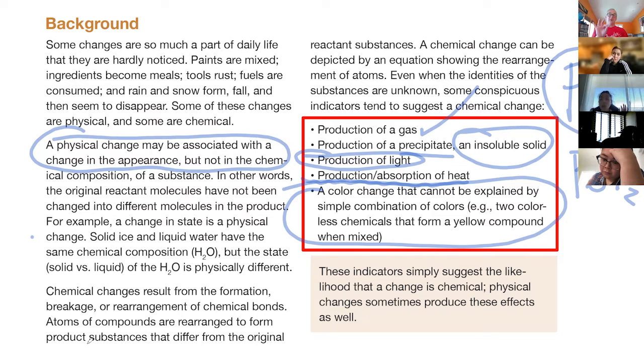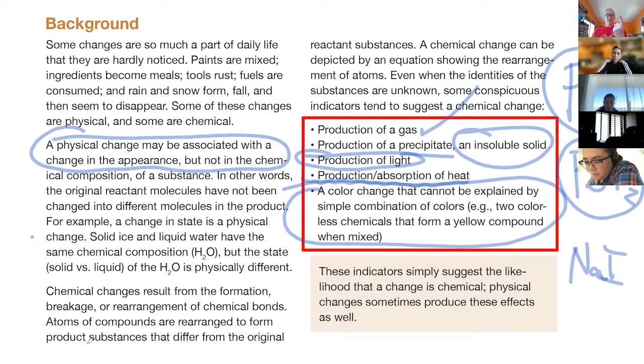Generally, when we say we're looking for a color change, it's one that's completely unexpected, like for instance with the lead iodide here. If I had lead ions in solution and then I added sodium iodide, which is a salt, I would get this beautiful yellow color being formed, this yellow suspension. That is a chemical reaction because I had something that was clear.